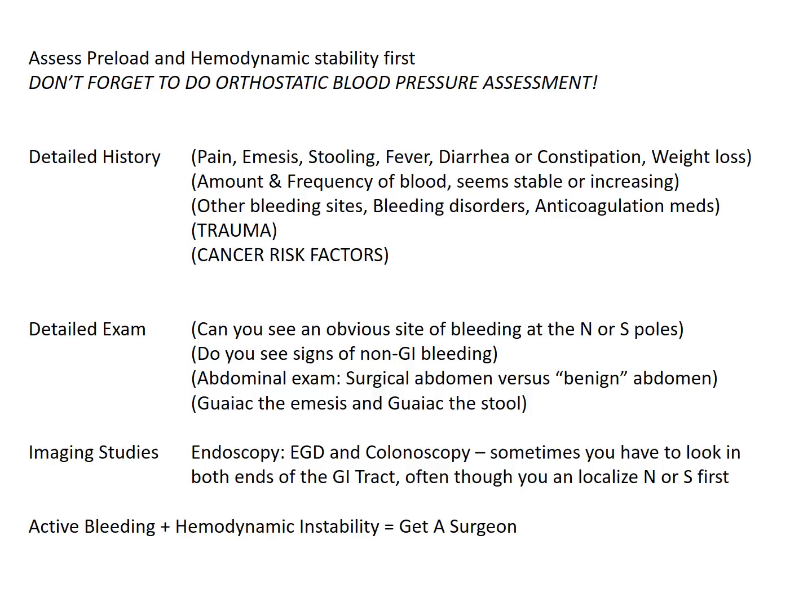And then imaging studies such as endoscopy, particularly the upper endoscopy and the colonoscopy, can be invaluable at looking at both ends of the GI tract so that you can localize this as either being an upper or a lower GI tract bleed. And then always remember that active bleeding plus hemodynamic instability means get a surgeon, right? If you've got somebody who's actively bleeding and showing you hemodynamic instability, get a surgeon involved.